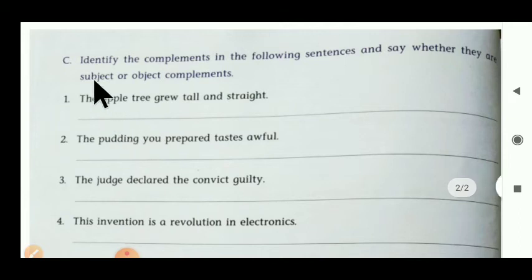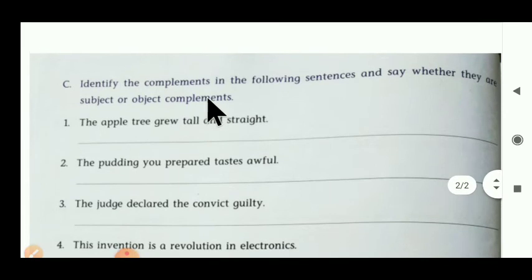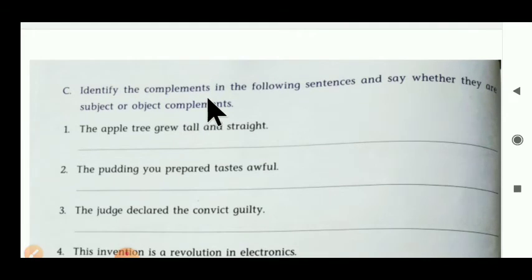Exercise B we completed in our previous video. Now exercise C we have to complete. First of all, I read from here. Identify the complements in the following sentences and say whether they are subject or object complements. First of all, we have to identify the complements from the sentence. After identifying the complements, we have to say whether it is a subject complement or an object complement. So we have to find out which type of complement is there.